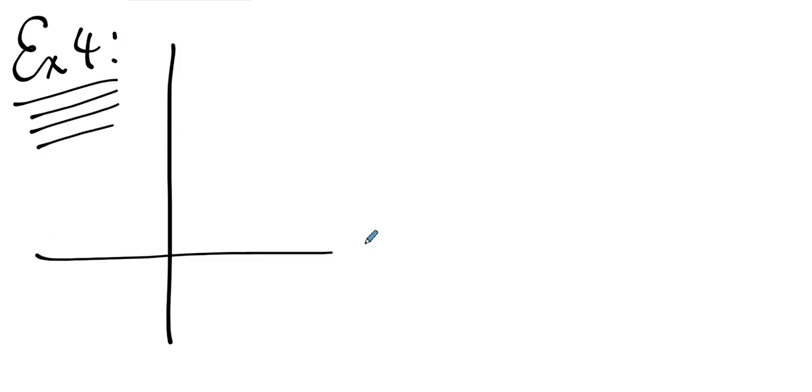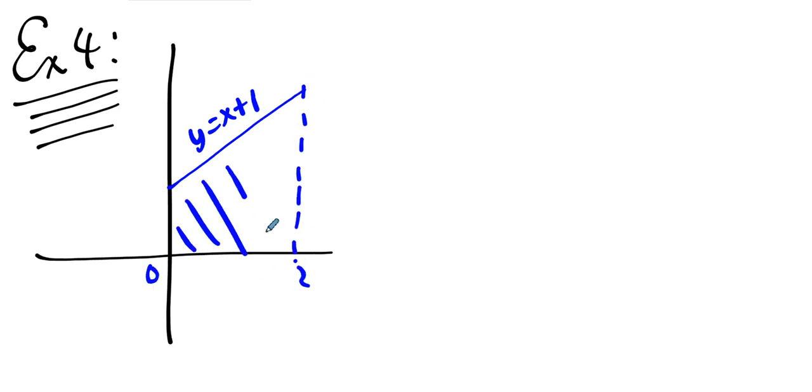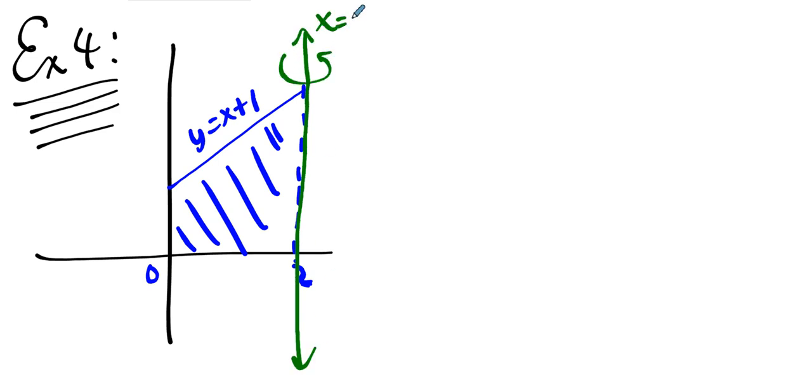Let's take the region bounded by y equals x plus 1 and the x-axis from 0 to 2. Let's take this region, but then instead of revolving it about the y-axis, let's make our axis of rotation x equals 2. You sort of imagine you get the top of a crayon, maybe. That seems to be the way to go with that.